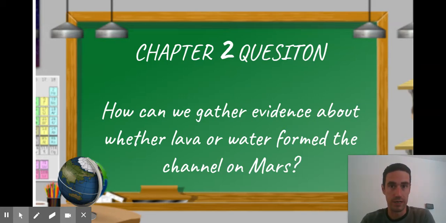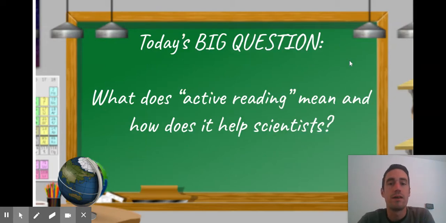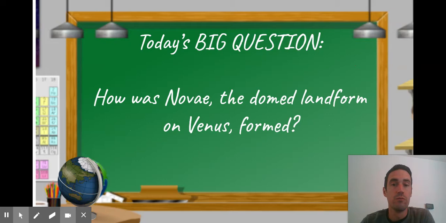And in order to look at ways that we can gather evidence, we're actually going to step away from Mars and look at a different rocky planet in our solar system, Venus. In order to gather some of this evidence and learn about Venus and its landforms, you're going to be doing some active reading. So one of today's big questions is, what does active reading mean and how does it help scientists? Our other big question that we're going to answer as we do some active reading is, how is novae, the domed landform on Venus, formed?